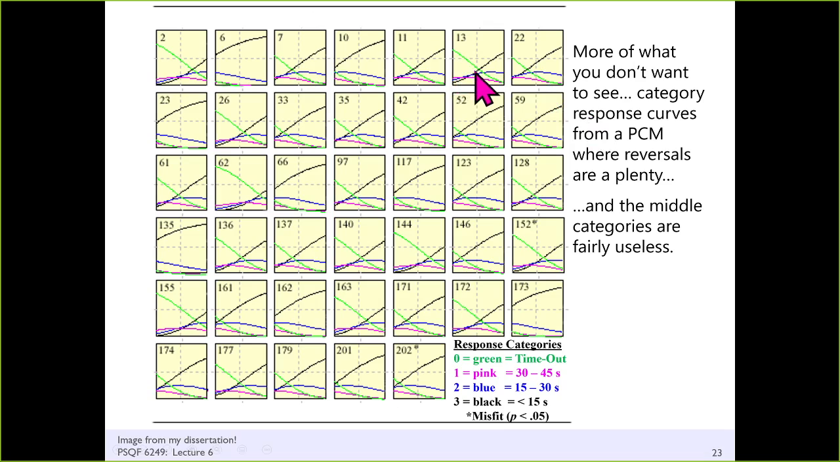Basically, the only things that are useful is green, which means they ran out of time and they couldn't find whatever it was, and black, which means they found it in less than 15 seconds. So either they found it right away or they didn't find it. These other blue and pink lines that are just creeping along the bottom here are not helpful.